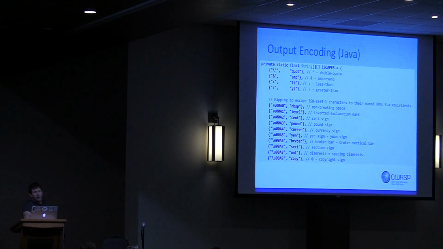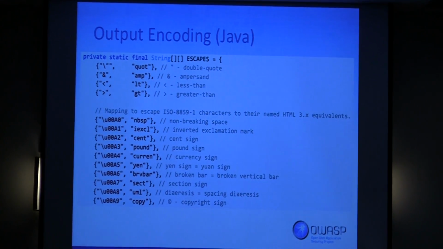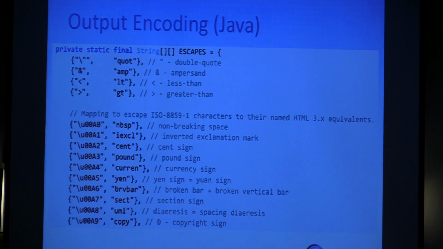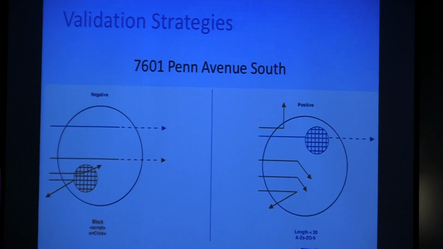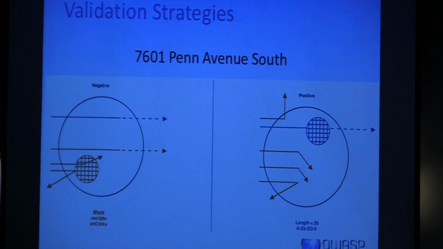Looking at a couple of output encoding examples here in Java. Again, if you're encoding for HTML, there are any number of ways that you want to transform these characters, because when we talk about validation, even if we have very strong validation, there are cases where that isn't going to work, right?